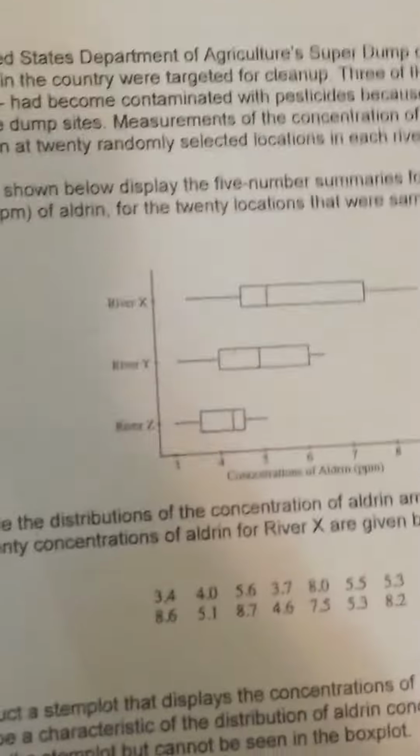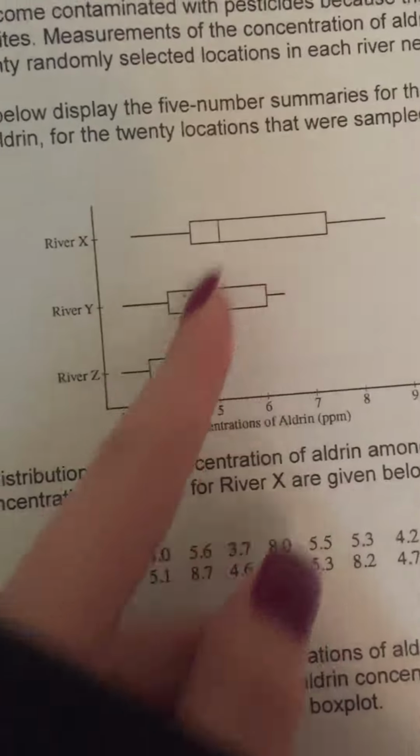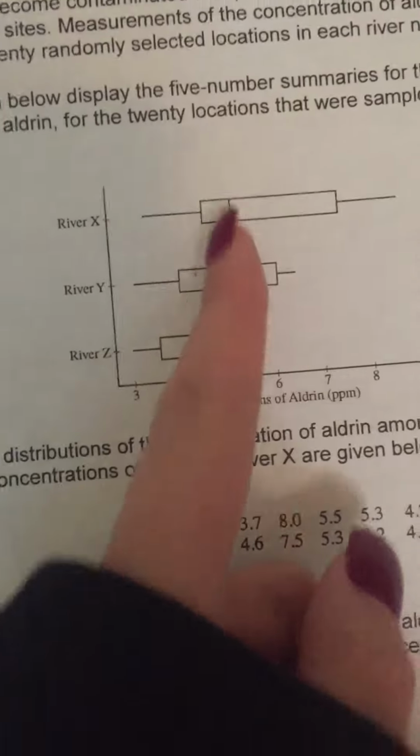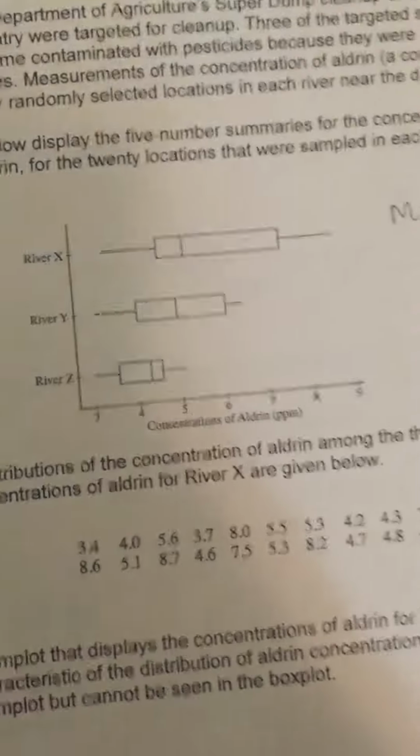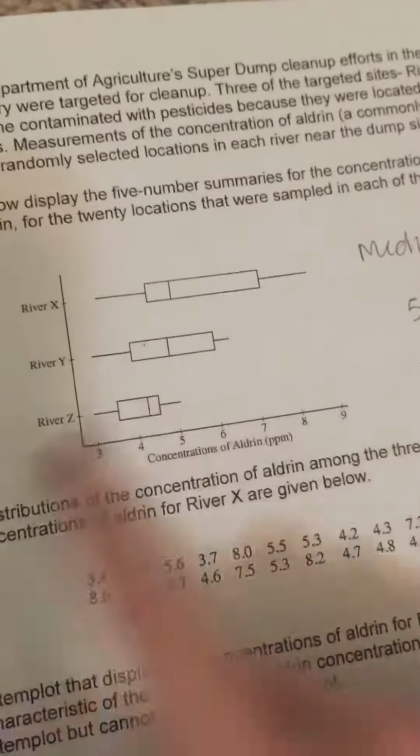They all have about the same median. They are pretty similar, but River X and River Y have the most. And their maximums are very, very distinct, very different.